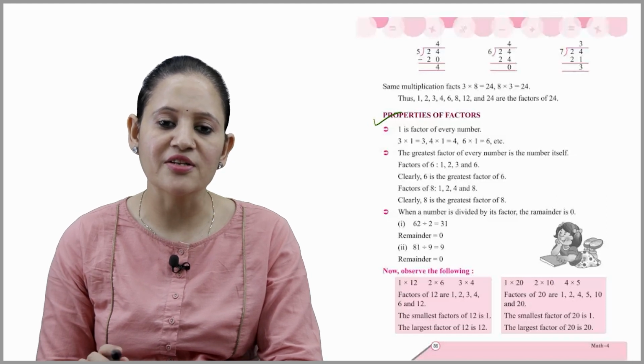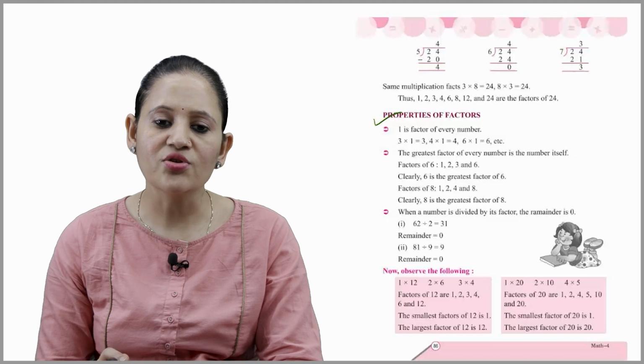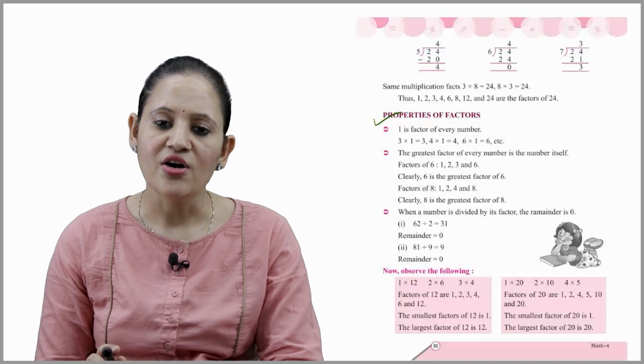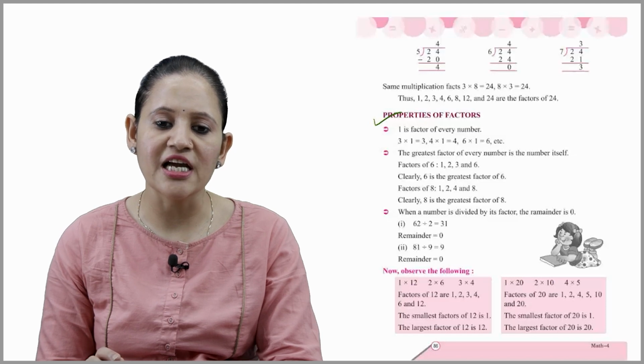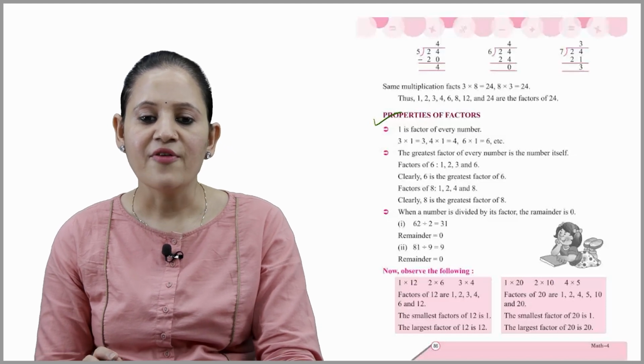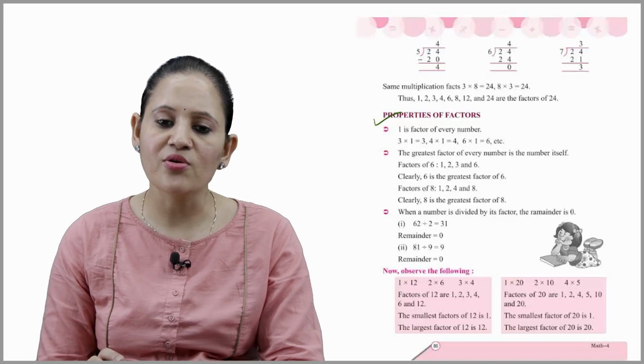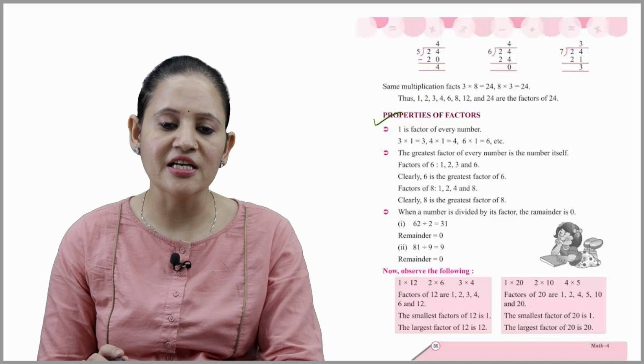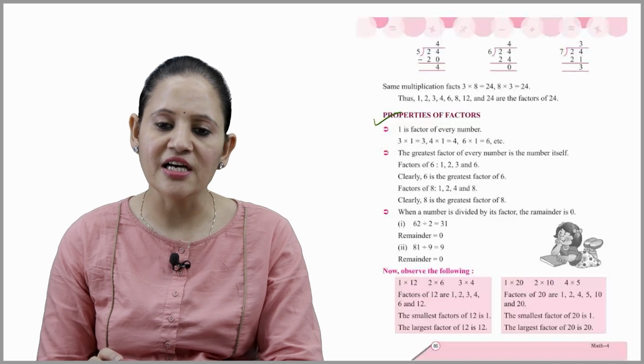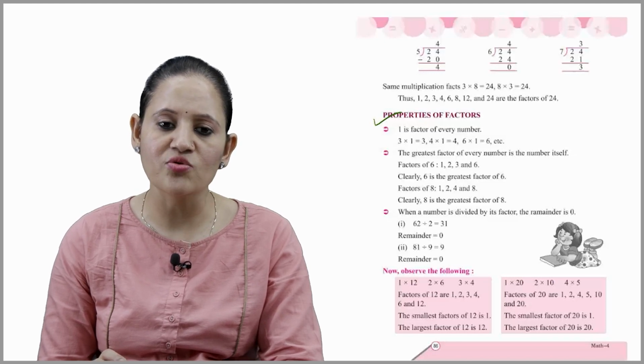Like factors of 6 are 1, 2, 3 and 6. So clearly 6 is the greatest factor of 6. Factors of 8 are 1, 2, 4 and 8. Clearly 8 is the greatest factor of 8. When a number is divided by its factor, the remainder is 0. किसी भी नंबर को उसके फैक्टर से डिवाइड करेंगे, दैट मीन्स उसको एक्जैक्टली डिवाइड करेगा एंड द रिमाइंडर इज 0. लाइक 62 डिवाइड बाय 2, दैट इज 31, रिमाइंडर इज 0.